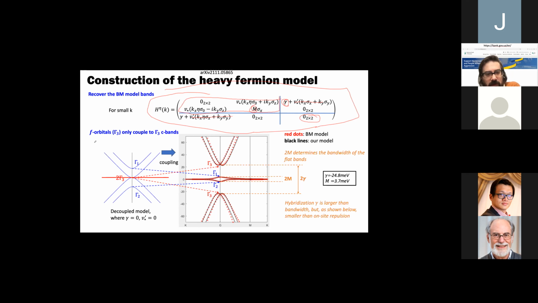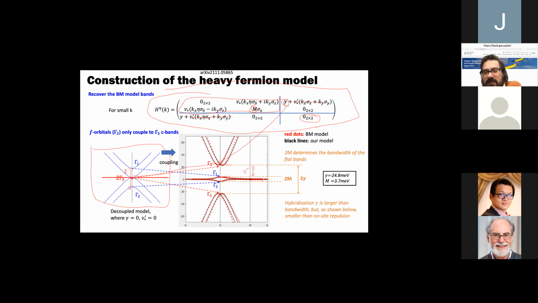So what happens is the following. Take this model. This is a decoupled model. Red is heavy fermion, has a gamma 3 representation here. Blue is conduction fermion, has a gamma 3 representation here. Gamma 1, gamma 2 representations are at a distance. This is 2M, or basically M, 2M. Okay. And now what happens is that this gamma term splits these two gamma 3 representations and moves them up. So this gamma term is actually the gap between the Bistritzer-MacDonald flat bands and the next band.